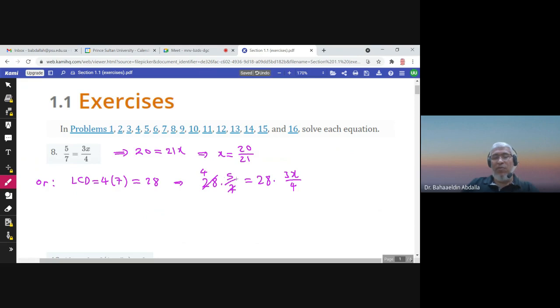Then we multiply 4 times 5, that's 20. And here also we divide 28 by 4, that's 7. And we multiply 7 times 3, and that's 21x. So we immediately reach this equation. And also we divide by 21 to get the same answer for x.